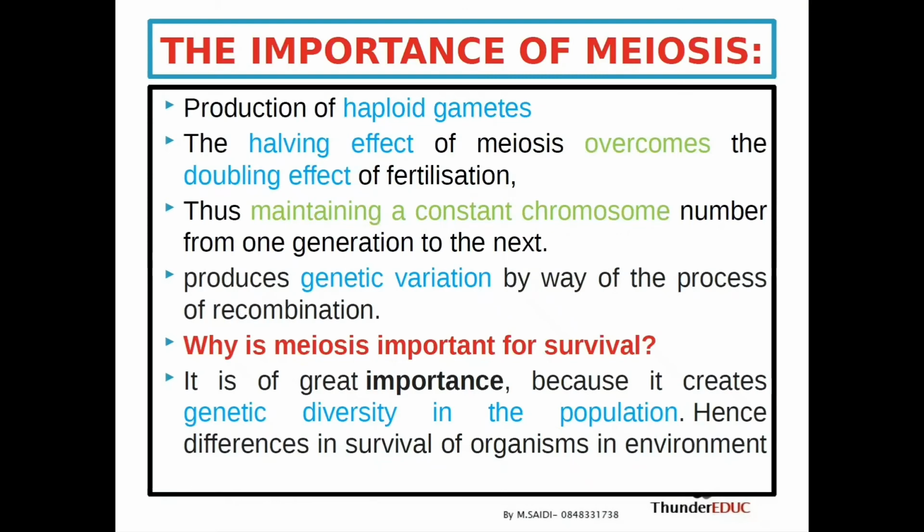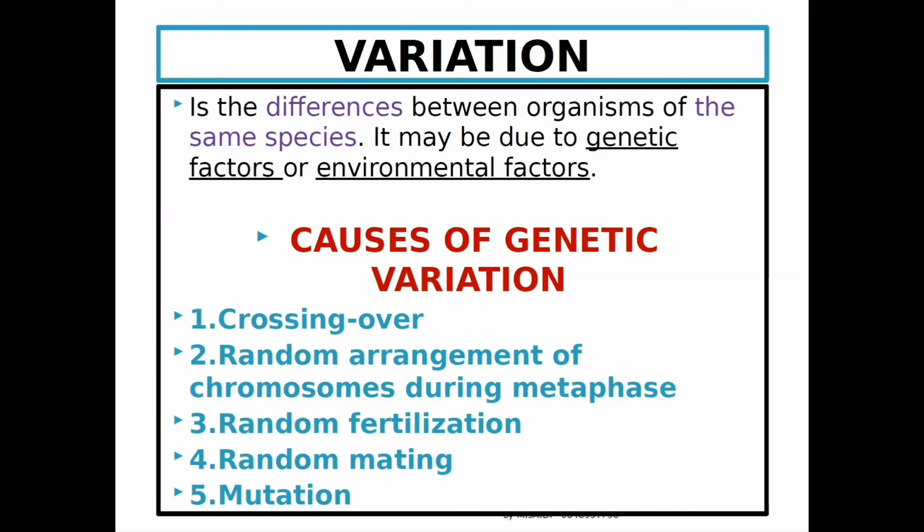Why is meiosis important for survival? Pendula uthi, it is of great importance because it creates genetic diversity in the population. That means yenza uba kube khona different kinds of that kind of organism. Umzekelo ungathi ngenxa yoba umde uzala abantwana abade bodwa bafana nawe, so ungakwazi ukuba nabantwana abafutshane, ungakwazi ukuba nabantwana abanomzimba omkhulu nomzimba omncinci. So yonke loo nto is because of intoni? I-meiosis. Hence difference is in survival of organism in environment.